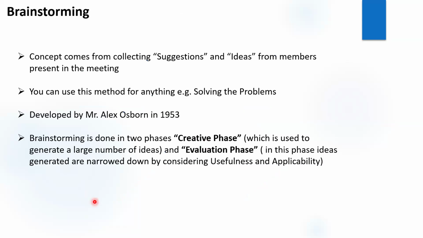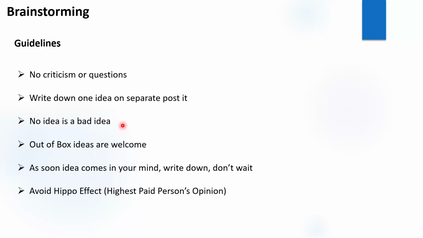So what is brainstorming? It is a concept of collecting suggestions and ideas from the members present in the meeting. And we normally use this method for solving problems. This brainstorming method was developed by Alex Osborn in 1953. So normally, what are the guidelines for conducting brainstorming?